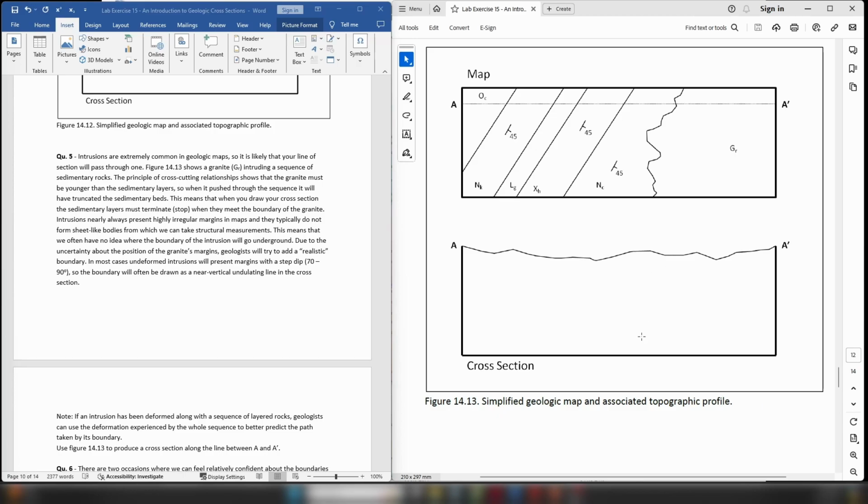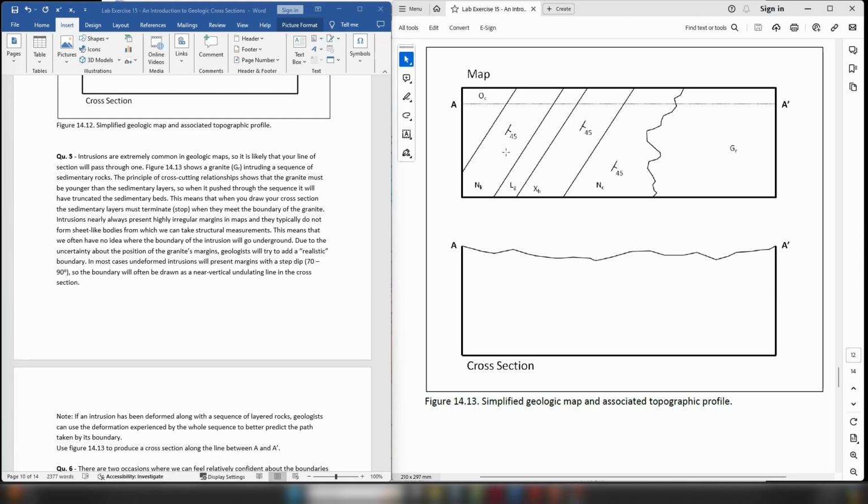So you're probably thinking, well, what am I supposed to do then? I'm dealing with a rock unit that has a very irregular boundary, so it's going to be moving all over the place. How am I possibly going to be able to project that boundary, bearing in mind I have no structural data to help me predict where that boundary is going to go?